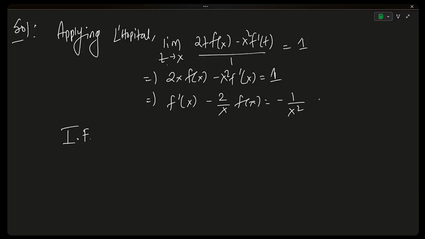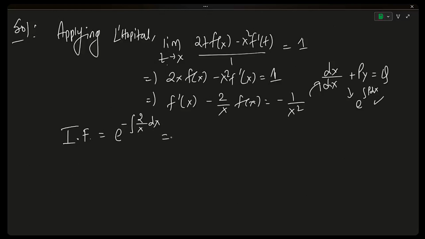Because this is in the form dy by dx plus py equals q, and the integrating factor is e to the power integration p dx, right? So I need to find this integrating factor here. So I understand the p is minus 2 by x, which means the integrating factor is going to be e to the power minus integral of 2 by x dx. Therefore it is going to be e to the power minus 2 ln x, which is x to the power minus 2. This is going to be my integrating factor.